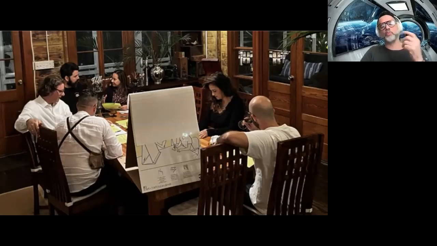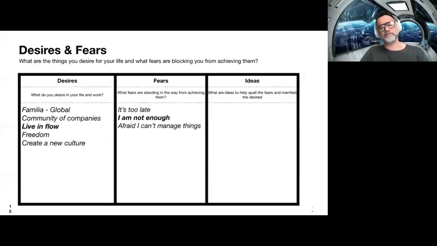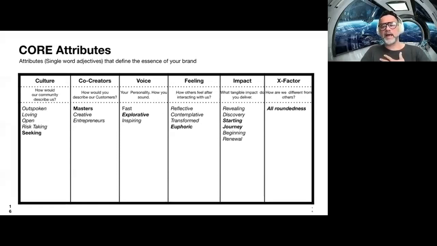system community sessions. So we started the exercise with desires and fears, which was an interesting exercise to add as it related to figuring out ideas to overcome those. So this is mine. Desires: global family, community of companies, live and flow, freedom, create a new culture. Fears: I'm too late, I'm older, I'm not enough, which is one of the biggest fears that we have. You mentioned it, Brian Jimenez, at the beginning. Afraid I can't do it. I can't manage the things, the complexity, etc. All these fears that I have and that you might share.